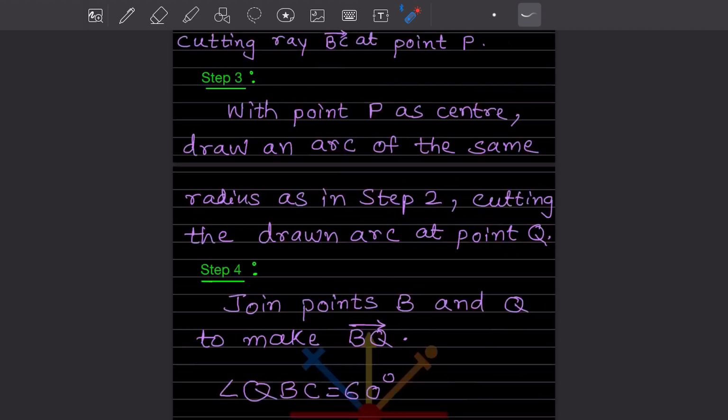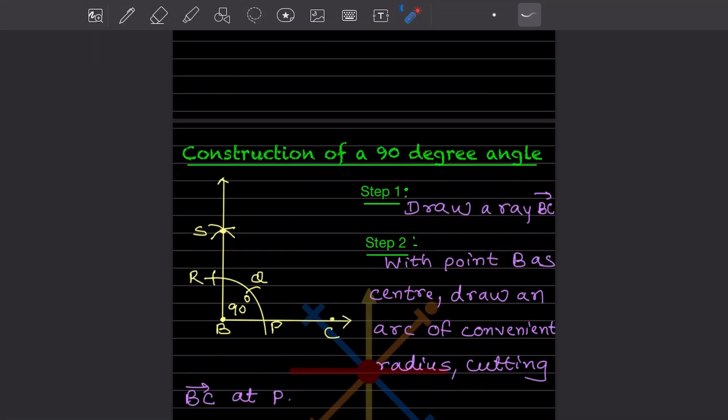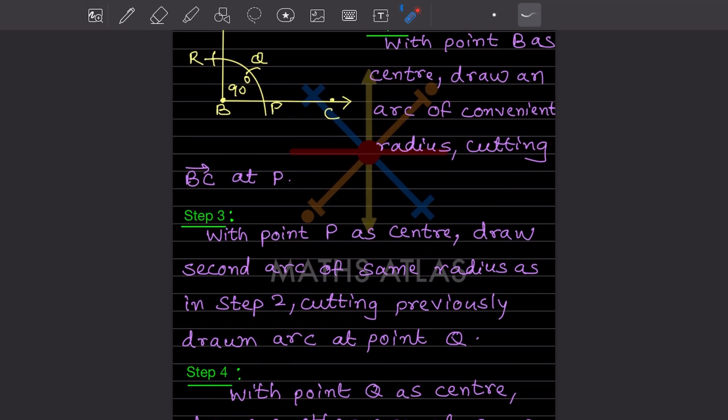Here, what did you do? You cut it at this point, isn't it? Here you are going to cut at this point with the same radius. Whatever you took here, the same radius you are going to use here. And you can name it anything. I just name it as Q.